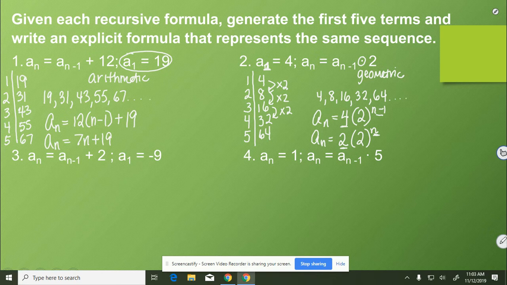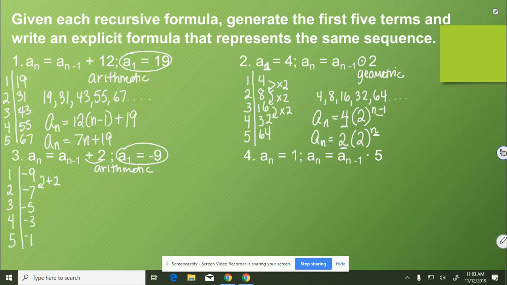Okay, down here, A of n equals A of n minus 1 plus 2, starting with negative 9. So we start with negative 9 as the first term. And since it's plus, we know this is arithmetic. So we're going to add 2 each time. So the second term would be negative 7, because if I add 2 to negative 9, I get negative 7. The third term would be negative 5. The fourth would be negative 3. And the fifth would be negative 1, adding 2 repeatedly. And again, I could just write that as negative 9, negative 7, negative 5, negative 3, and negative 1, dot, dot, dot, to show that it would continue.